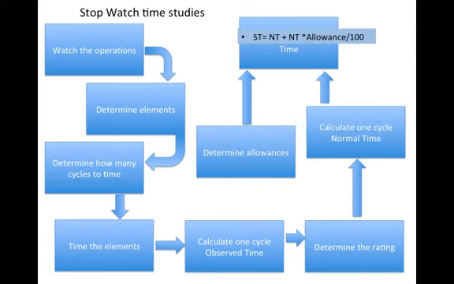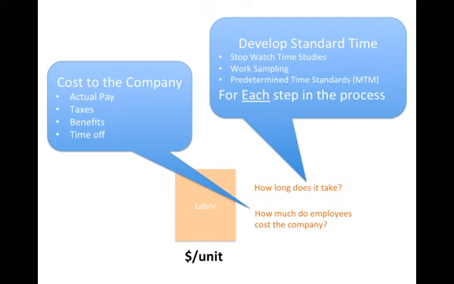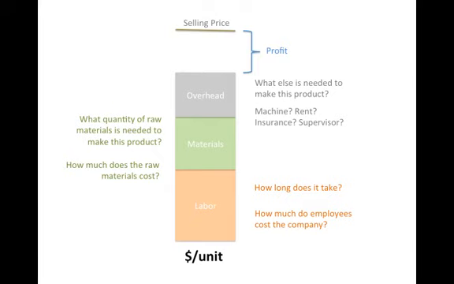Then what you do is you take the allowances that you've calculated, and you take the normal time, and then you add the normal time plus the allowance. And I have allowances in here as a percentage. That's why it's divided by 100. But that will get you the standard time. That's what you need to get. When you're getting to this value, how long does it take? You need to do all of those steps to figure out how long it takes. Now, I hope that's a good refresher for you on time studies.